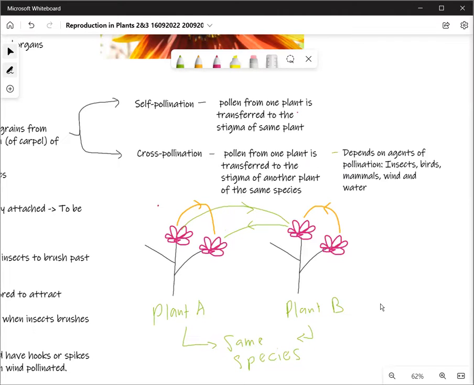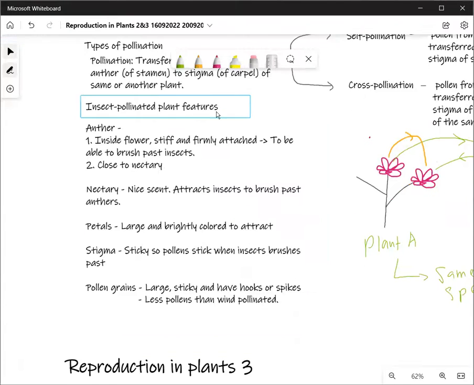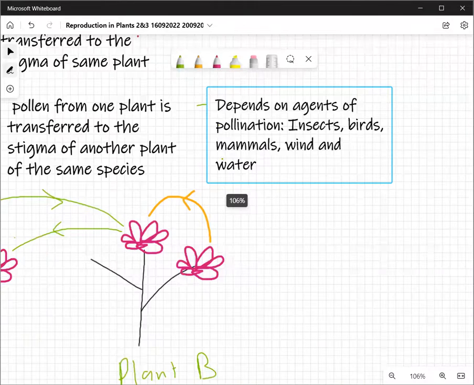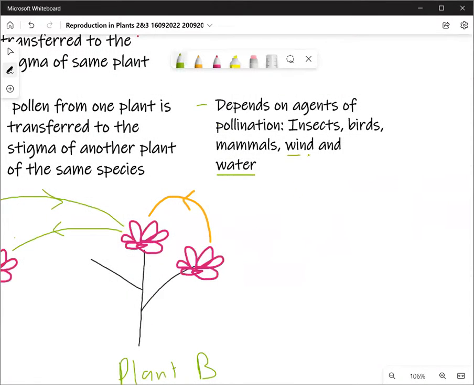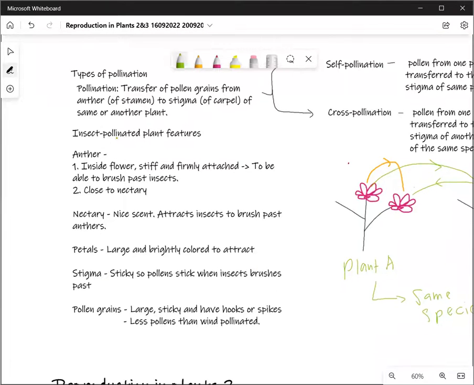That's it. Done. Now let's look over here. First thing we have is insect pollinated plant. Especially in our exams, we'll be focusing on insect pollinated. I think you also have water pollinated and wind pollinated and insect. These three. Let's focus on insect pollinated plant features.